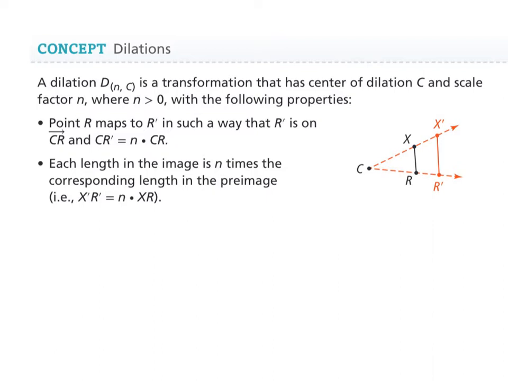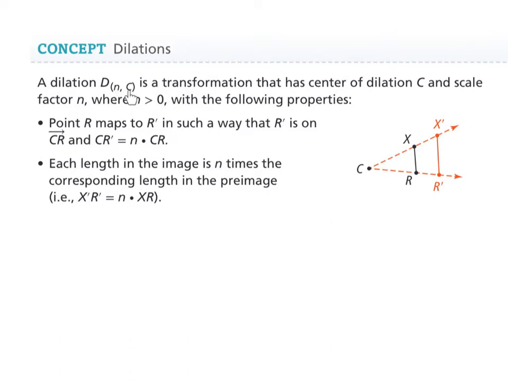So first off, let's go ahead and define what a dilation is and the notation that we're going to use for it. It says a dilation is a transformation that has a center of dilation at C, and C will be a point, and a scale factor of n, where n is something bigger than 0. So this notation here that we see, big capital D with a little subscript parentheses, n and C, N is something called the scale factor. We'll learn what that means in a minute.